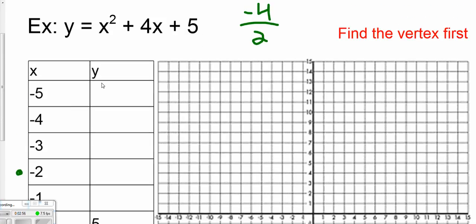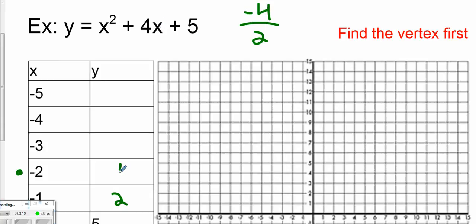So if we use that and now say negative 1. Negative 1 squared is 1. 4 times negative 1 is negative 4. 1 plus negative 4 is negative 3. Plus 5 makes 2. Negative 2 squared is 4. 4 times negative 2 is negative 8. 4 plus negative 8 is negative 4.